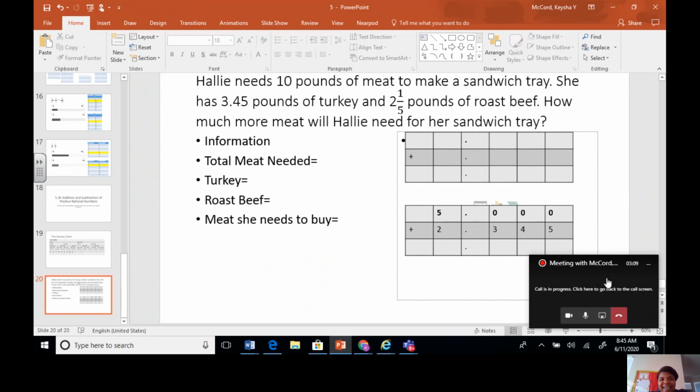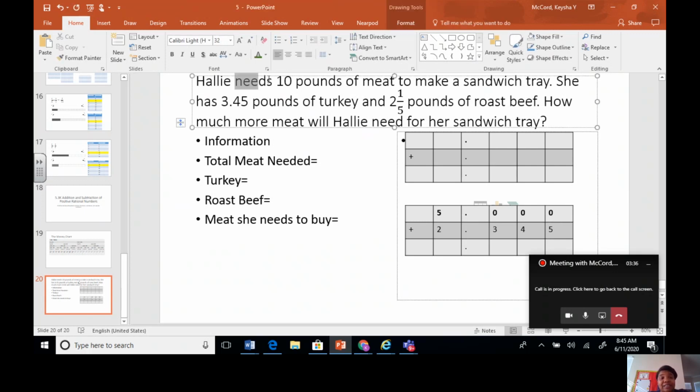Hallie needs 10 pounds of meat to make a sandwich tray. She has 3 45 hundredths pounds of turkey and 2 1/5 pounds of roast beef. How much more meat will Hallie need for her tray? So we need to look at the information in this problem and figure out, what do I need to find? The question is telling me how much more meat will Hallie need for her tray. So let's look at what we have.